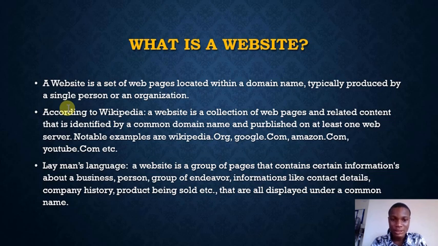We have organizations that deal with producing or designing websites. We have an individual that can also design a website. According to Wikipedia, a website is a collection of web pages and related content that is identified by a common domain name and published on at least one web server. Notable examples are wikipedia.com, google.com, amazon.com. All of them are websites, and once you visit the website, you will see different pages that make up that website.